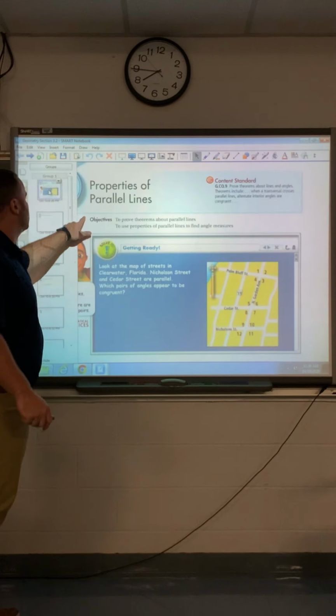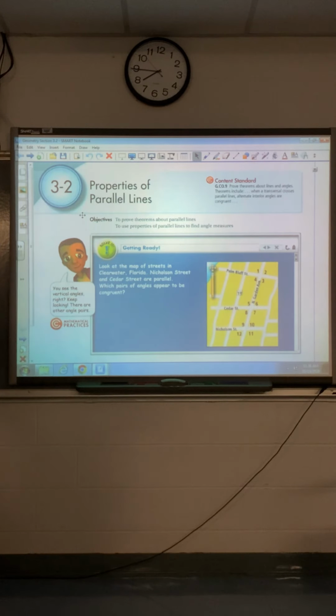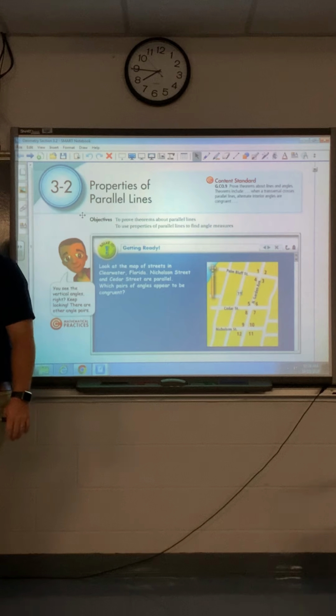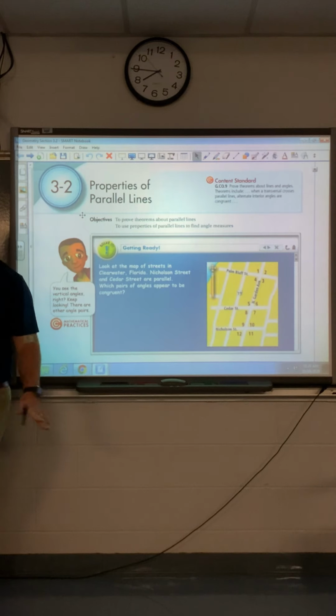All right, right here: properties of parallel lines. It's very similar to what we just did, except we're actually gonna do some math with it this time on this section. Write that down.